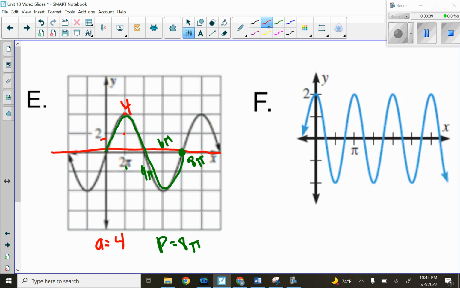All right, our amplitude on this one, here's our midline, so 1, 2. And then our cycle for cosine goes down and then back up. So our period is pi.